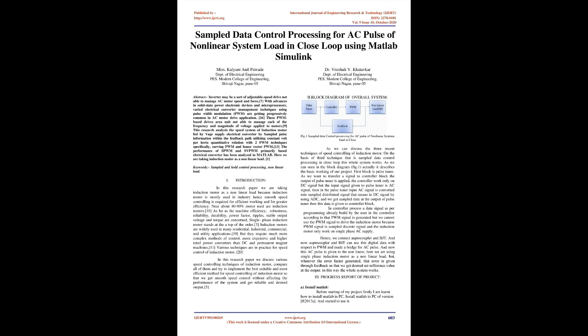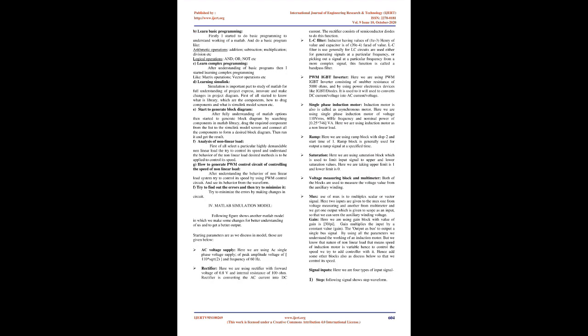But they require much more complex methods of control, more expensive and higher rated power converters than DC and permanent magnet machines. Various techniques are in practice for speed control of induction motor. In this research paper we discuss various speed controlling techniques of induction motor, compare all of them and try to implement the best suitable and most efficient method for speed controlling of induction motors so that we get smooth speed control without affecting the performance of the system and get reliable and desired output.